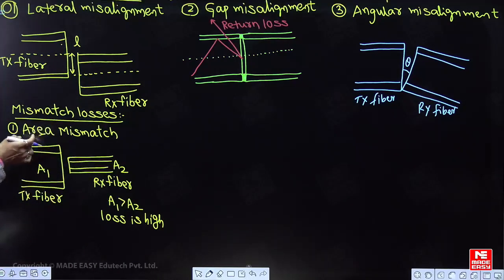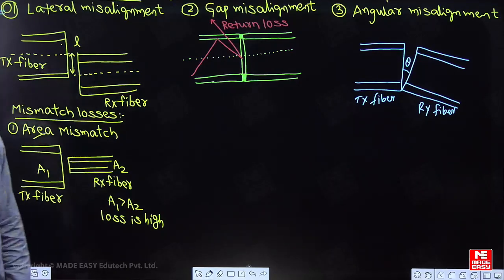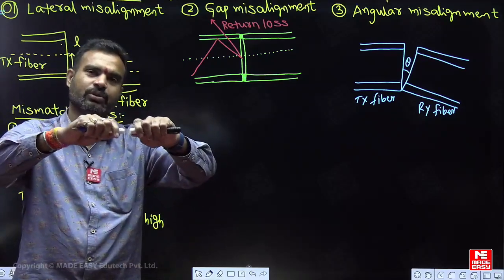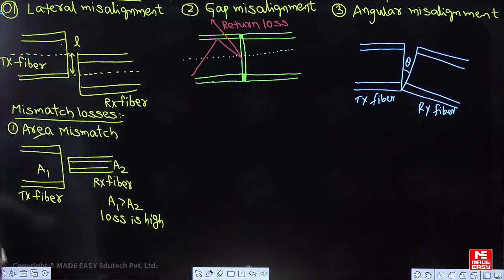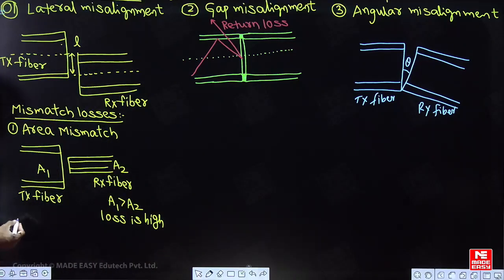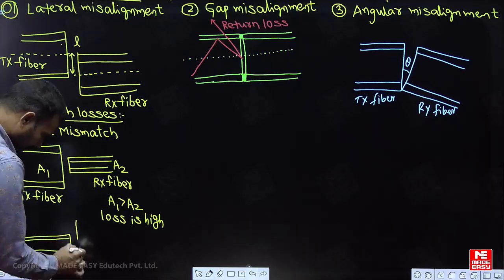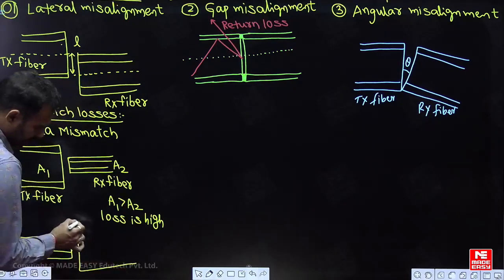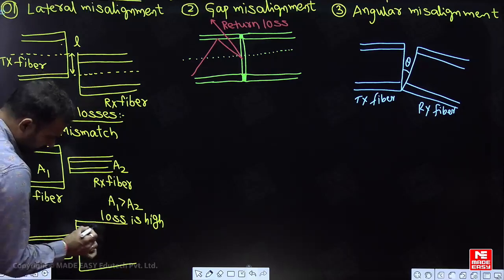Whenever the area of your transmission fiber is greater when compared to the area of your receiving fiber, then definitely the loss is very, very high. So, whenever you are making a coupling of two fibers, make sure that their areas are the same. I want to explain the second case. Just try to understand the second case. That is case 2. In case 2, the area of the transmission fiber is less, and the area of the receiving fiber is very, very high.